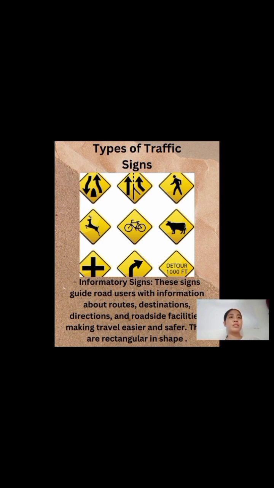The third one is the informatory signs. These signs guide road users with information about routes, destination, direction, and roadside facilities, making travel easier and safer. They are rectangular in shape.